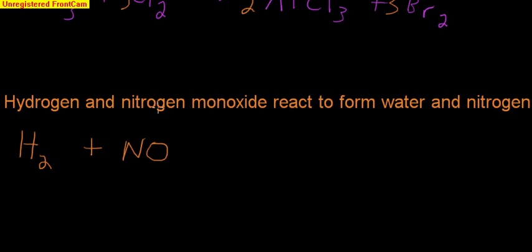So hydrogen and nitrogen monoxide react to form water. So there's that react to form. So that means our arrow again, to form water and nitrogen. So water we know is H2O. So let's go ahead and write that. And that means plus nitrogen.